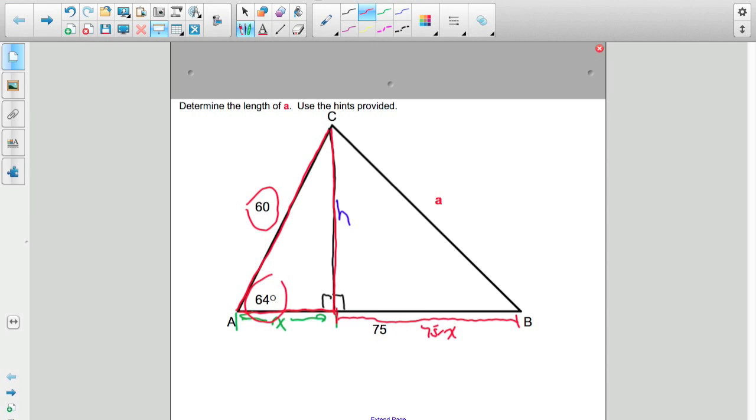The red marking next to the X, it says something like 75 minus X. Because if I said that this length is X, then the length of this other triangle is 75 minus X. Okay? What's one of the things we can say about the triangle on the left, the red?